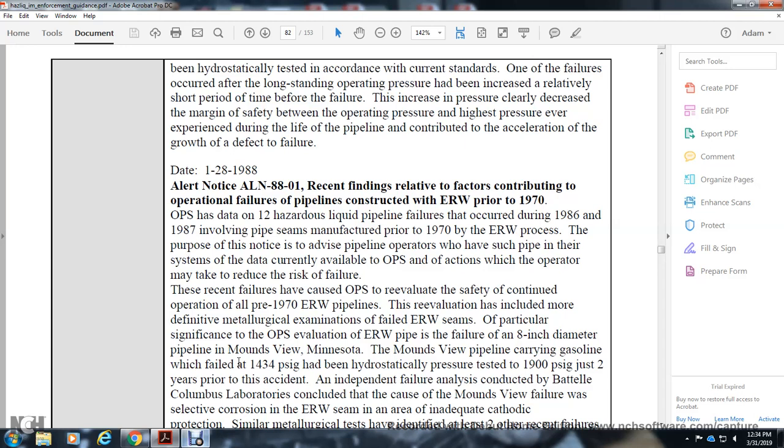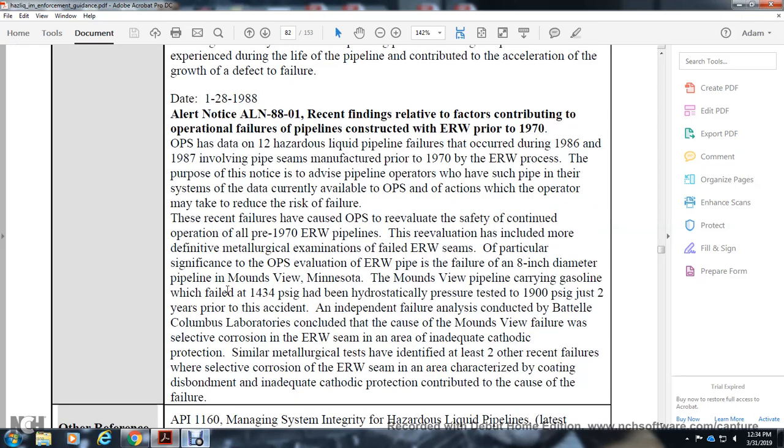The Office of Pipeline Safety has data on 12 hazardous liquid pipeline failures from 1986 to 1970 involving pipeline seams manufactured prior to 1970 with ERW. For the purpose of noting pipeline operators, no service pipe system data are currently available. The Office of Pipeline Safety actions that operators may take to reduce failures include a call to reevaluate the safety of continued operation of pre-1970 ERW pipeline, with reevaluation including metallurgical examination of failed ERW seams.